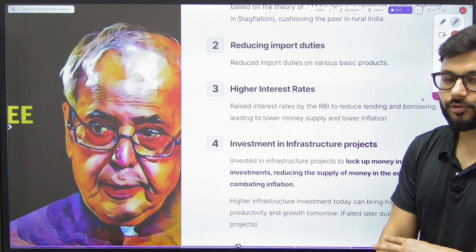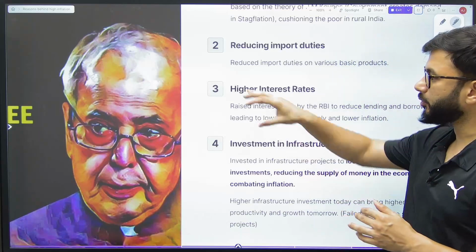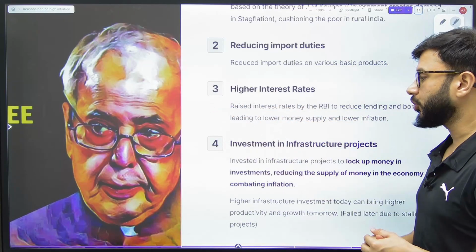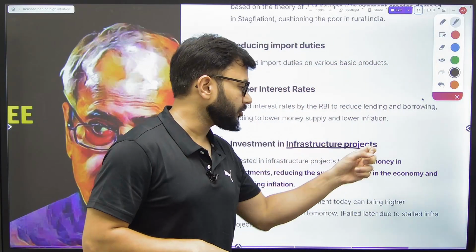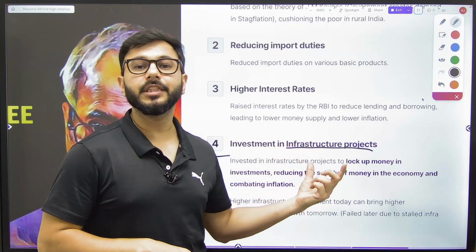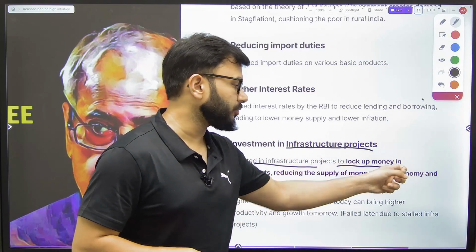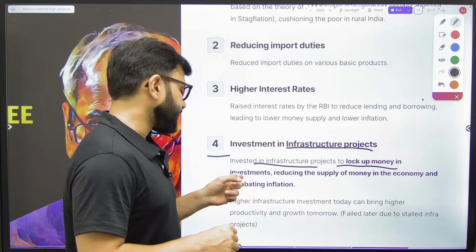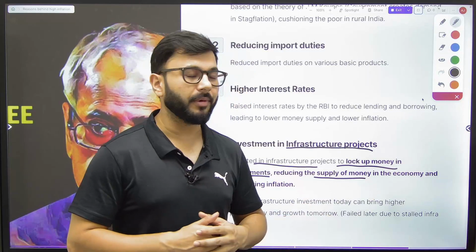So higher interest rates is one of the monetary policy ways that the RBI follows. It was being followed then and also being followed today. And the fourth major way or step of dealing with inflation is investment in infrastructure projects. Now, this is something that we're witnessing even today. Why does it happen? When you invest in infrastructure projects, you're locking up money in investments, which ultimately results in less supply of money in the economy.